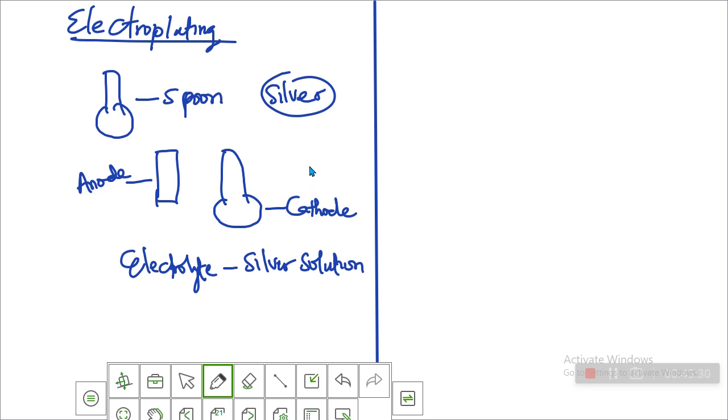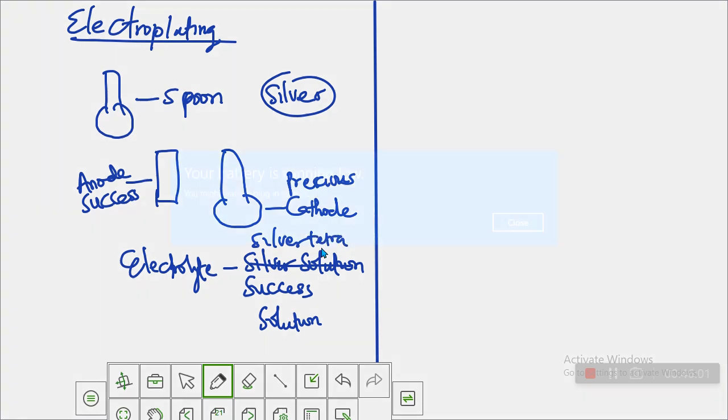If you want to electroplate Precious, if Precious is the name of a person, with Success, you will put Success as the anode. Then you will put Precious as the cathode. You will use Success solution as your electrolyte. I hope you understand it. So this is how to do electroplating. So we can just use a silver electrolysis solution, or any solution. I hope you understand. So that's for electroplating.